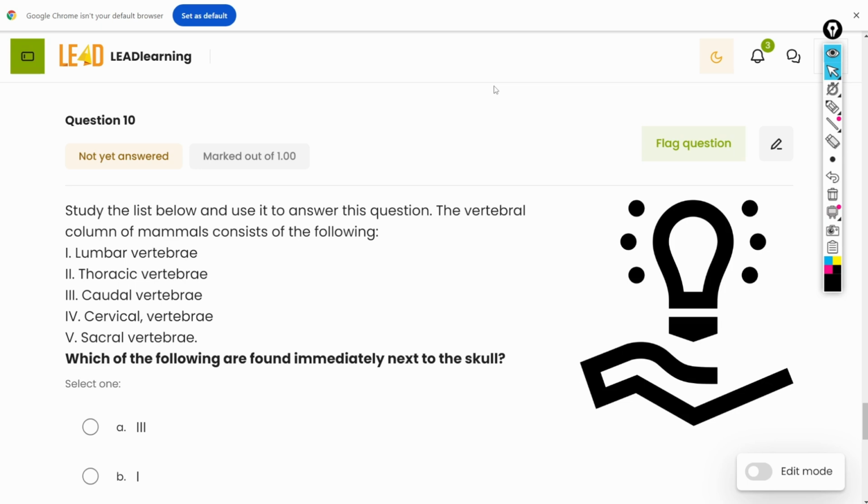Question 10. Study the list below and use it to answer this question. The vertebral column of mammals. Now, the vertebral column of mammals is also called the backbone or the spine. Now, the vertebral column of mammals consists of the following: the lumbar vertebra, the thoracic vertebra, caudal vertebra, cervical vertebra, and sacral vertebra.